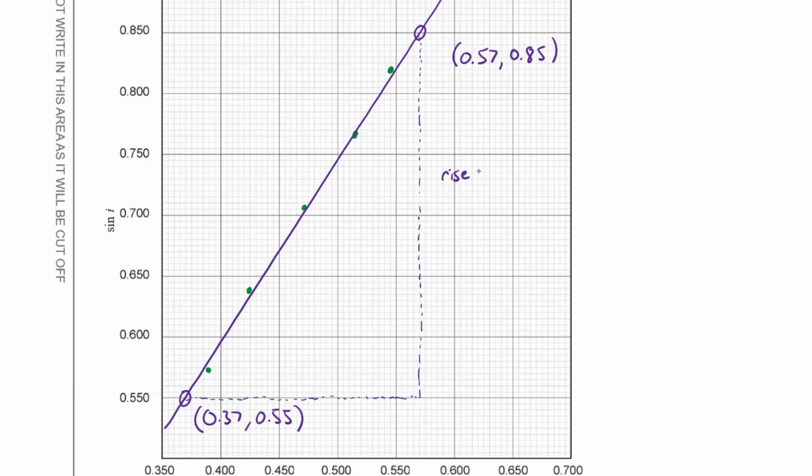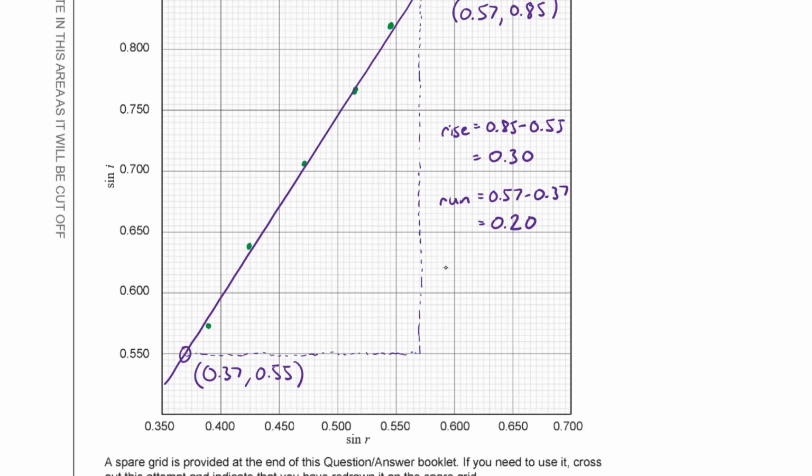So the rise is going to be 0.85 subtract 0.55, so I get 0.30. The run is going to be 0.57 subtract 0.37, so I get 0.20. Which is really handy. So the slope of that graph, or the gradient, is rise over run, which is 0.3 over 0.2, which is equal to 1.5.